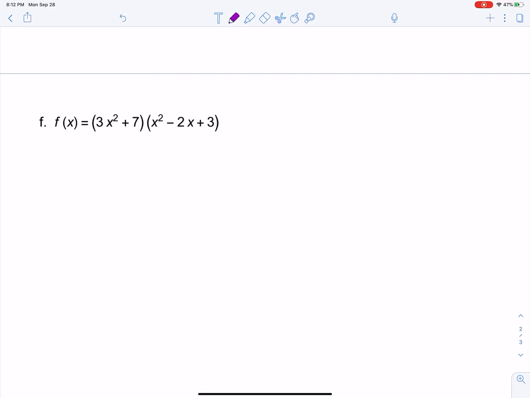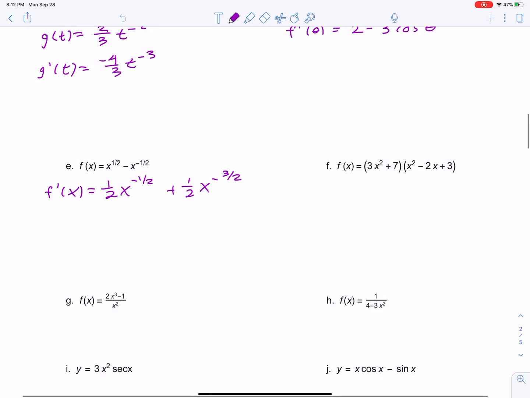So F, I have a product rule. So f prime of x equals, taking the derivative of the first function, I get 6x times the second function. Now it's going to be plus the derivative of the second function, which is 2x minus 2 times the first function. Okay, that was f. Let's keep on going. This is going pretty fast.